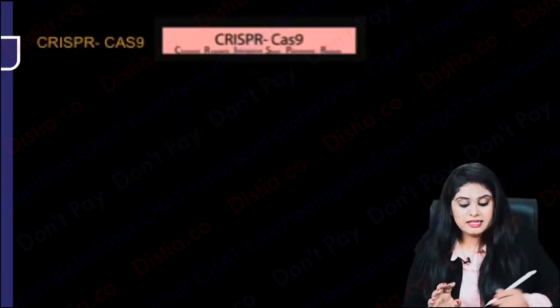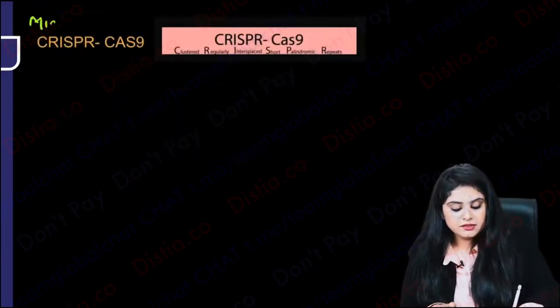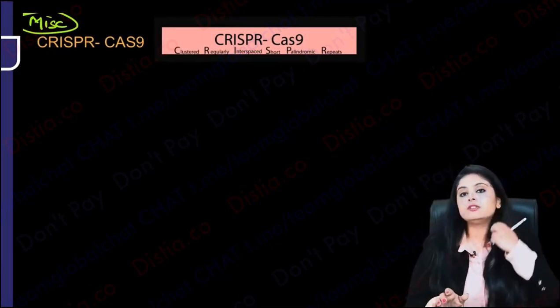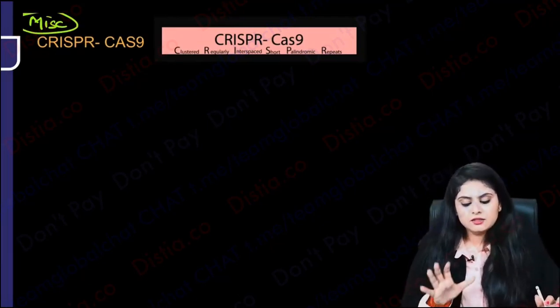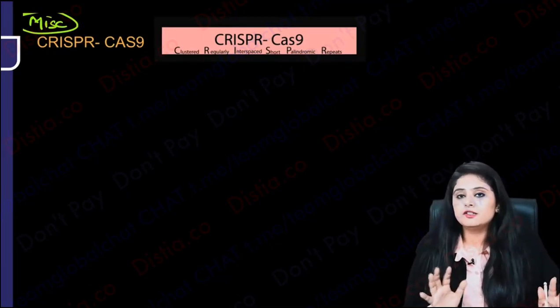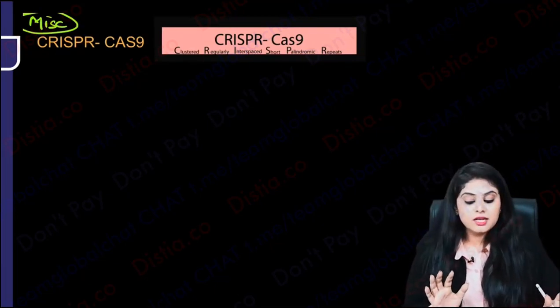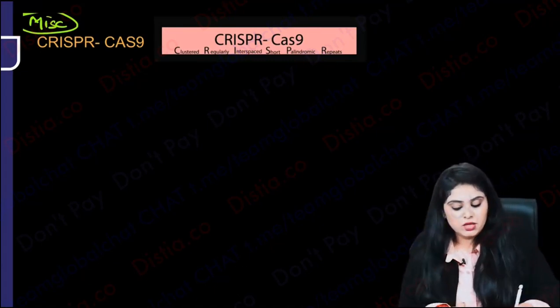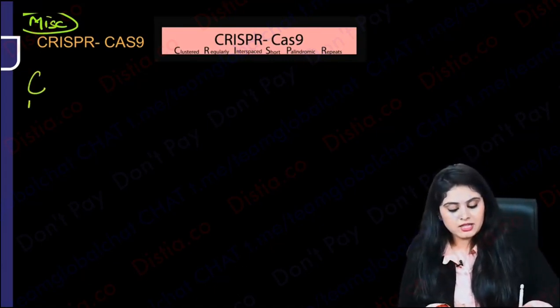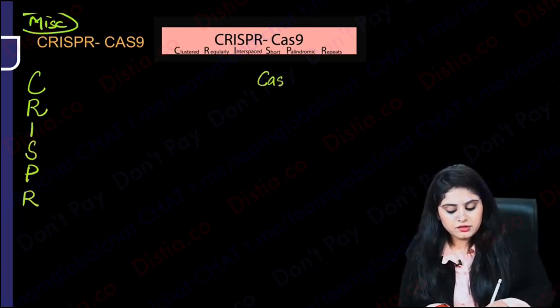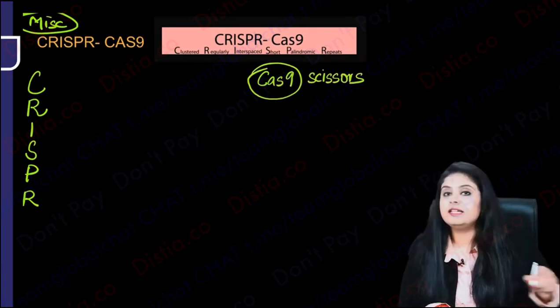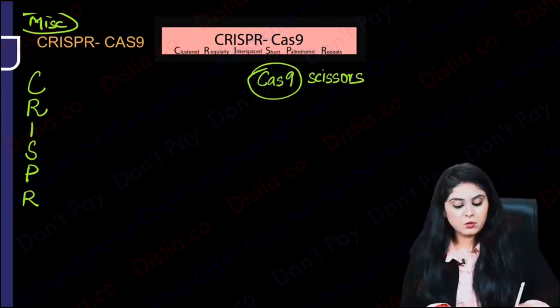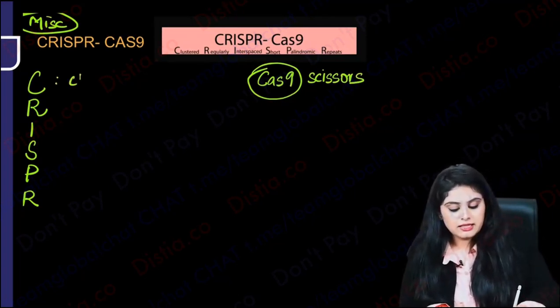The next miscellaneous topic, or the last miscellaneous topic that I have to teach you, followed by questions, is CRISPR-Cas9. Many students, I know you guys are finding CRISPR-Cas9 very dangerous, but if you know the full form of CRISPR-Cas9, trust me, it's very simple. So I've written the full form for you. CRISPR and then Cas9. First I want to tell you that Cas9 is nothing but a scissors. What is CRISPR? Look at what is written.